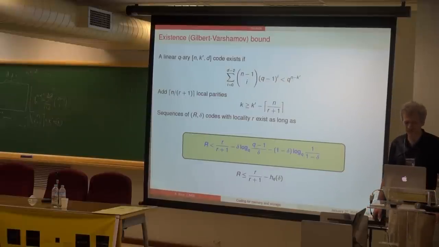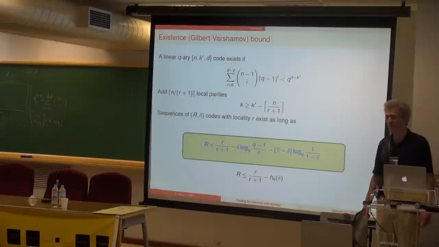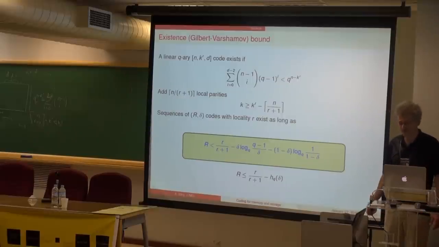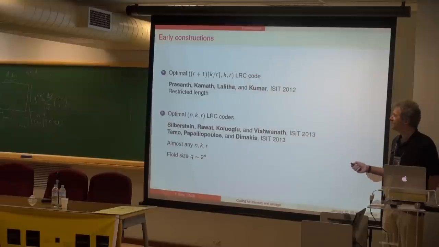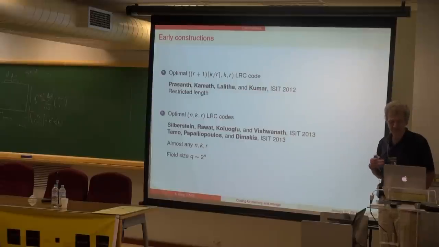And the main part of what I'm trying to explain is constructions. Let's move to constructions. Well, there were some early works. Vijay Kumar and his students constructed optimal codes, let's call the codes optimal if they meet the Singleton type bound on the distance. They constructed optimal codes, but the length was only this. So there is not much flexibility about the parameters.